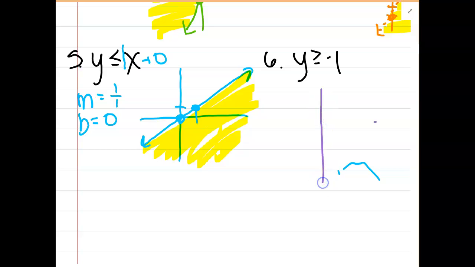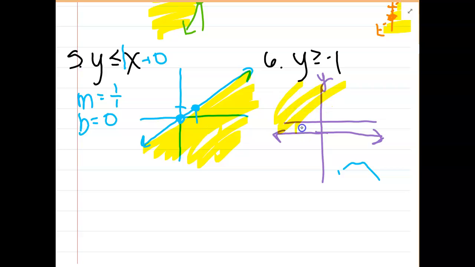And when we're doing this, on your y-axis, at -1, draw your y-only line. But before you draw your y-only line, is it going to be a solid or a dotted y-only line? Solid y-only line. And if it is greater than or equal to -1, am I going to shade above or below the line? Above the line.